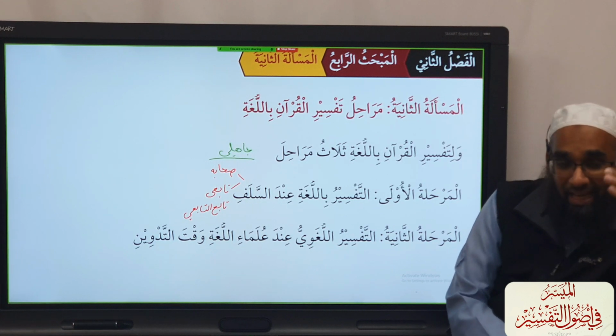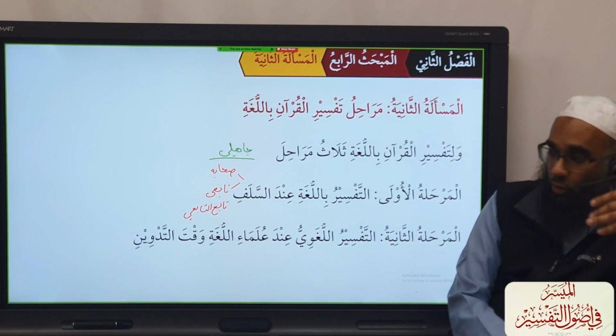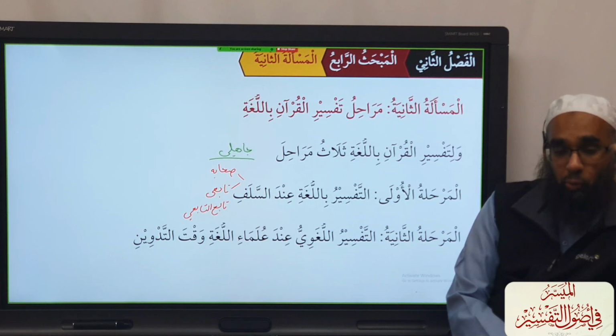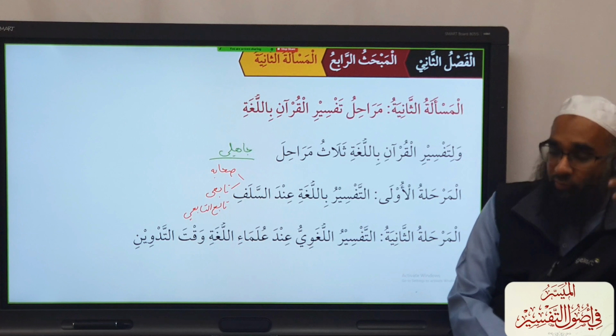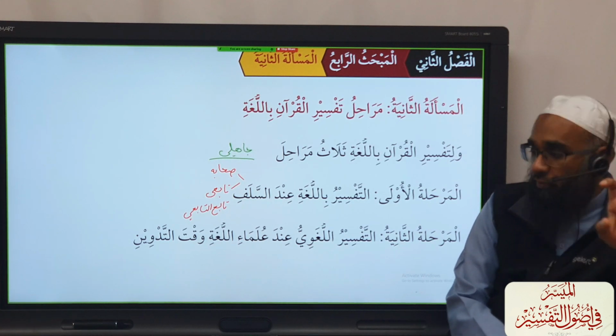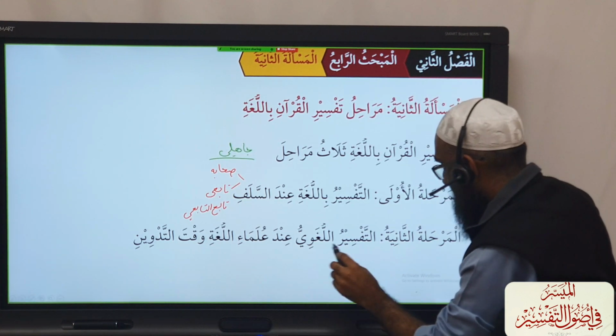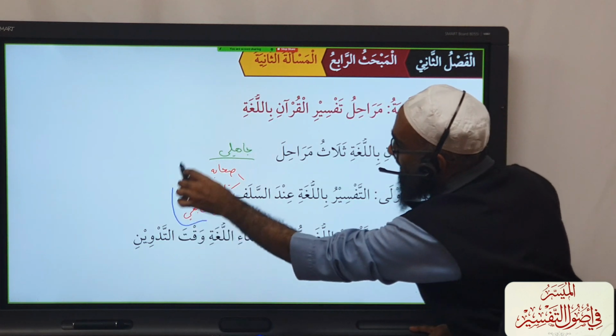Okay, so the language changes as time goes along. So they start to realize that the Quranic usage, the way these words were used, starts to change as time evolves. So they started to preserve. So this group, the second group, they started to try and preserve this.